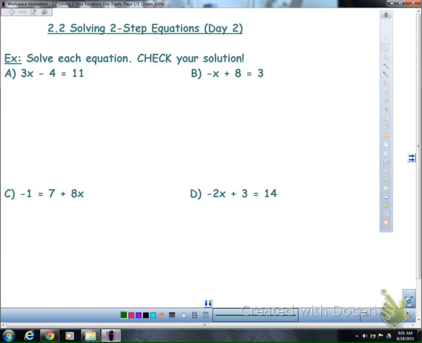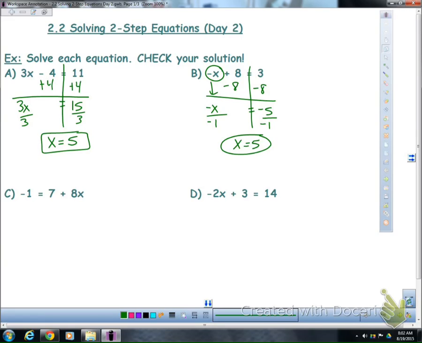I would like everybody to pause the video and try examples A and B on your own. Okay, if you look at example A, it's a very basic two-step equation. You add 4 to both sides and divide by 3 and end up with x equals 5.